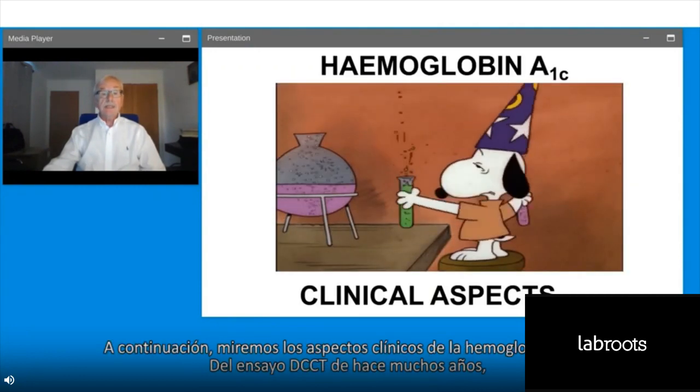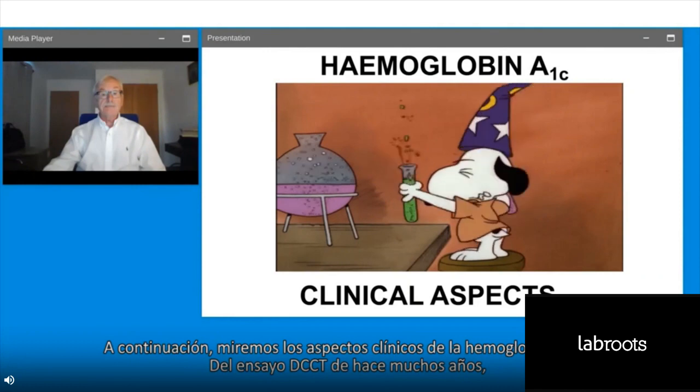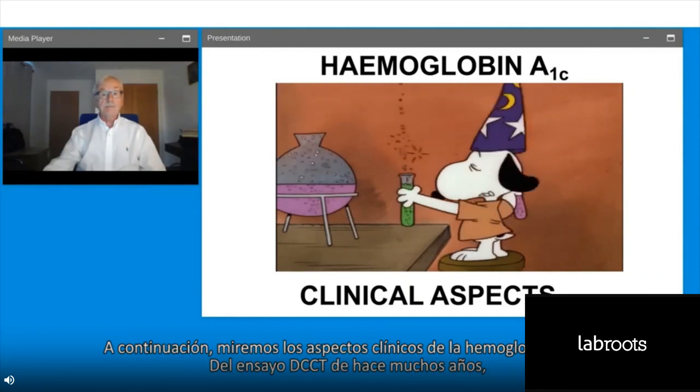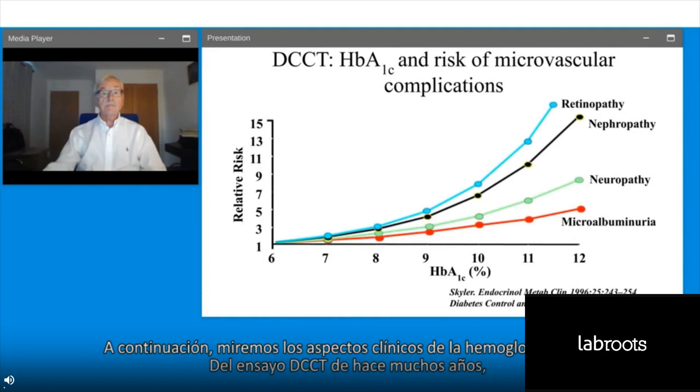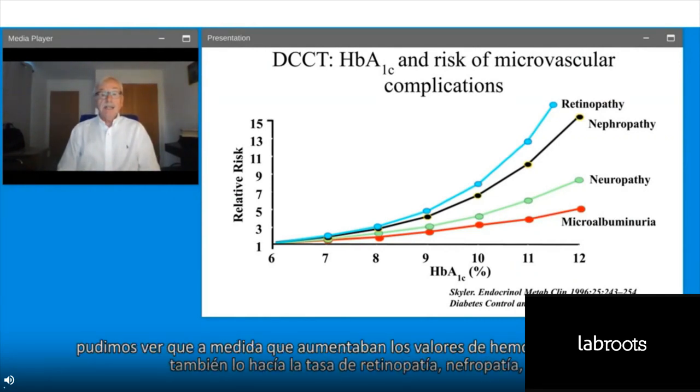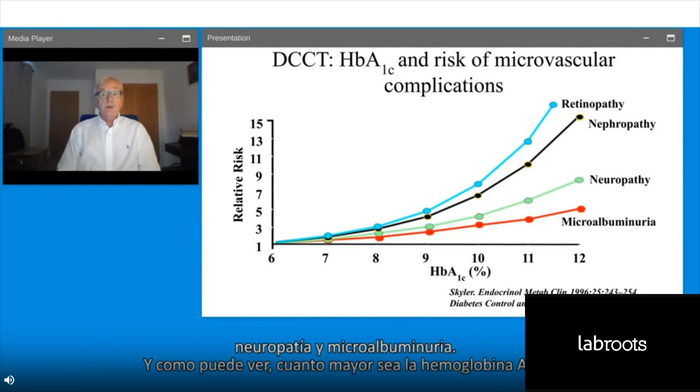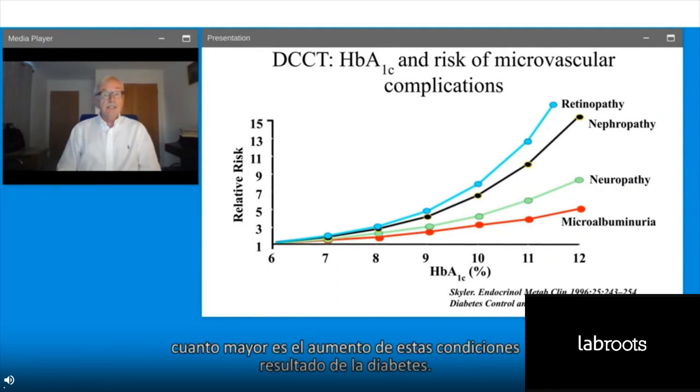Let's move on now to clinical aspects of hemoglobin A1c. From the DCCT trial of many years ago now, we could see that as hemoglobin A1c values increased, so did the rate of retinopathy, nephropathy, neuropathy, and microalbuminuria. And as you can see, the higher the hemoglobin A1c, the greater the increase in these conditions resulting from diabetes.